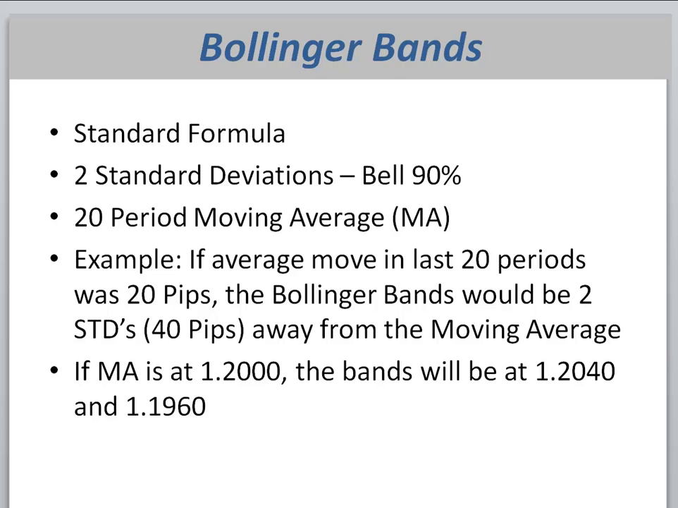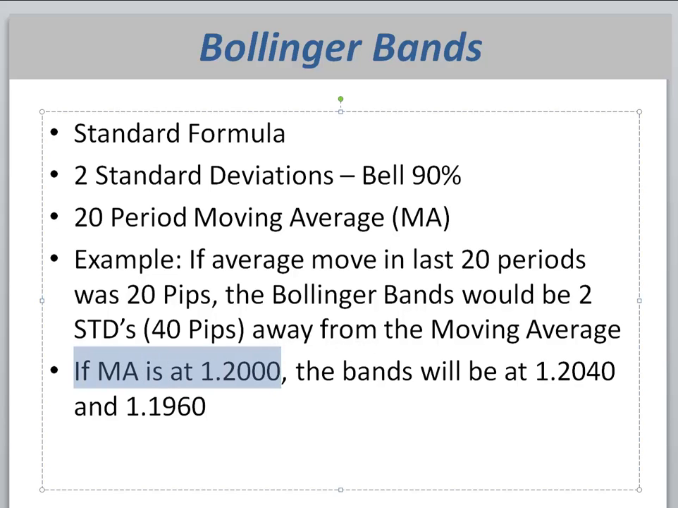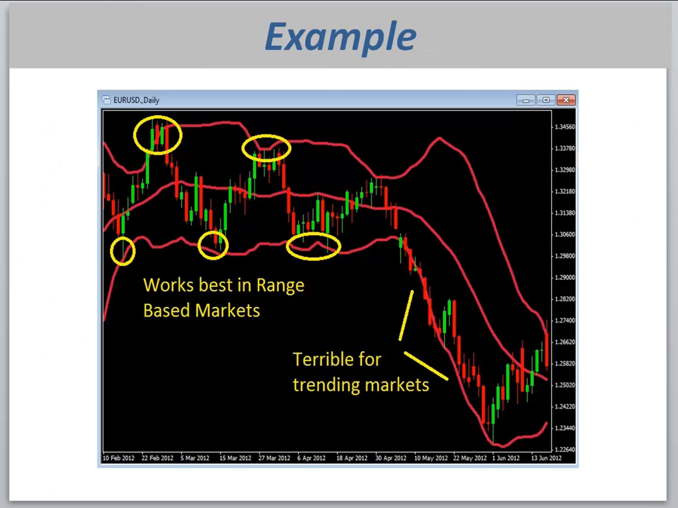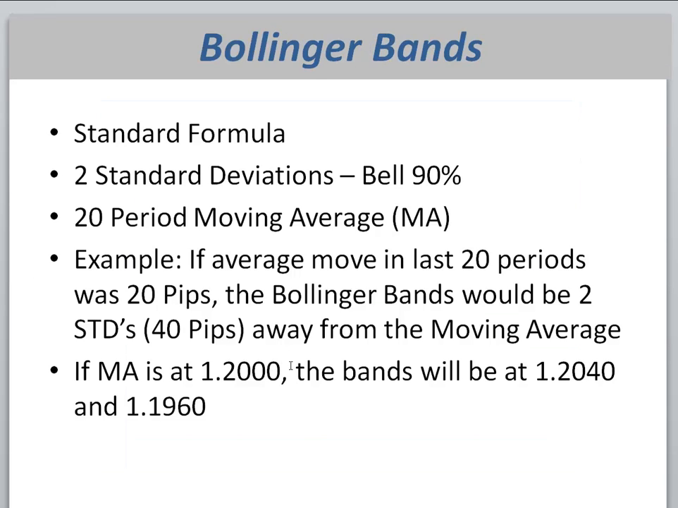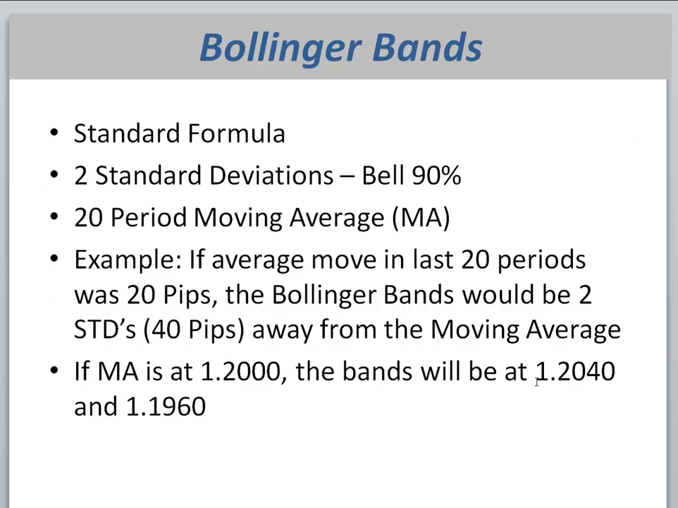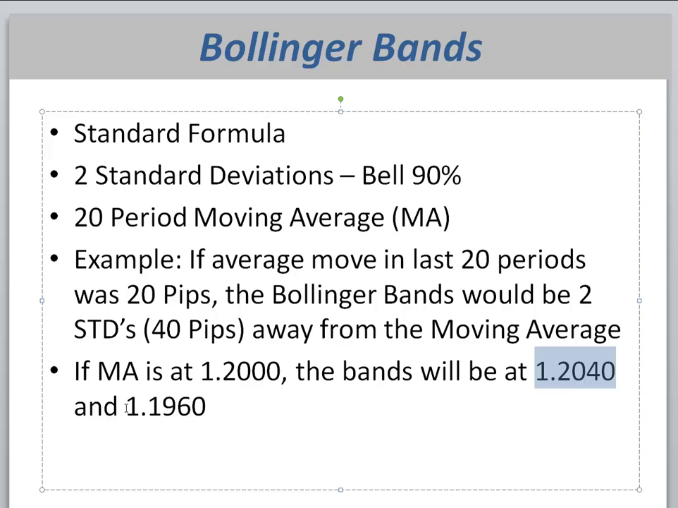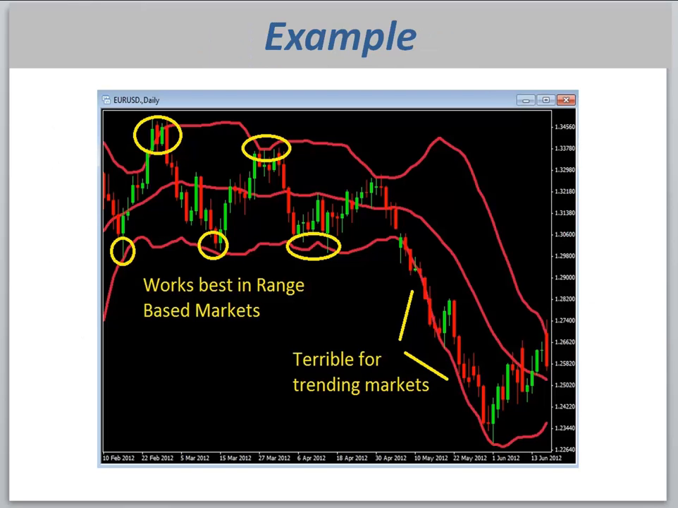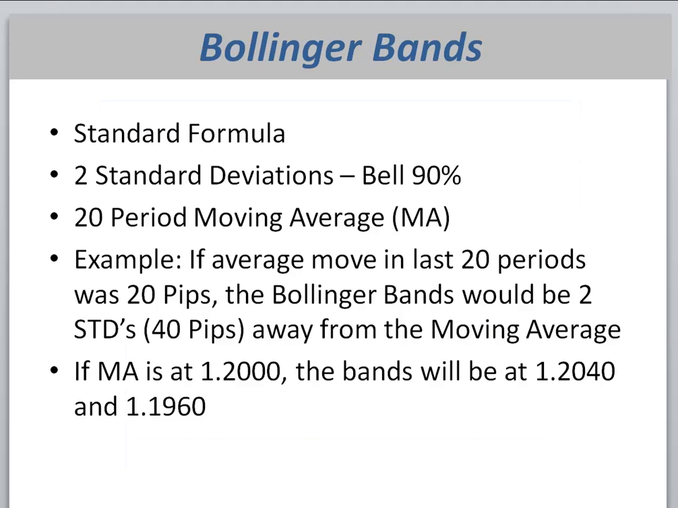Okay, so for our example, back over here, if we have a moving average that's at 120, the moving average is the middle line. So if our moving average is at 120 and our standard deviation was 40 pips, then our Bollinger Bands would be 120.40 and 119.60. That's just 40 pips away from that 120 level. So that's basically how these Bollinger Bands move. They show when things are oversold and when they're overbought, and they're based on the highs and lows of how the instrument is trading.